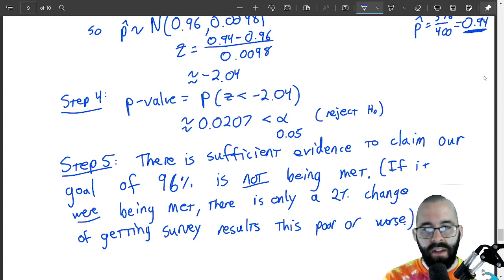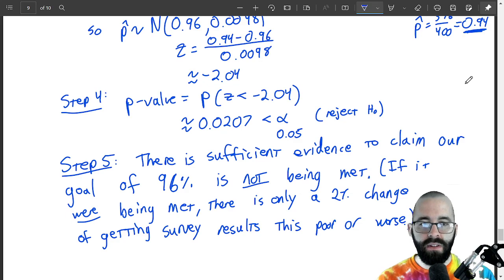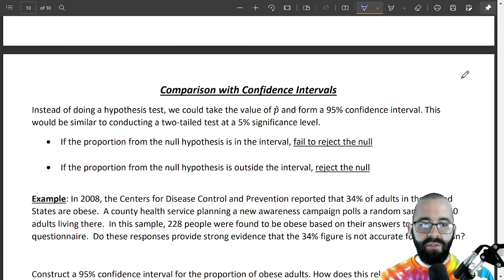All right. And that's what hypothesis testing is all about. In the next video, we are going to kind of compare this with confidence intervals. But that's all for now.